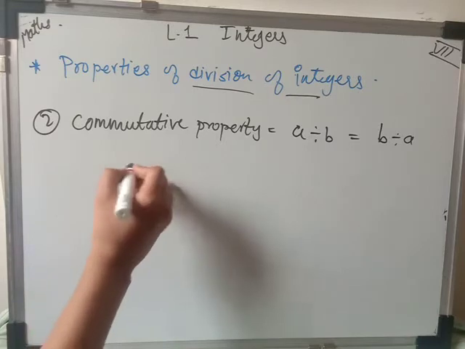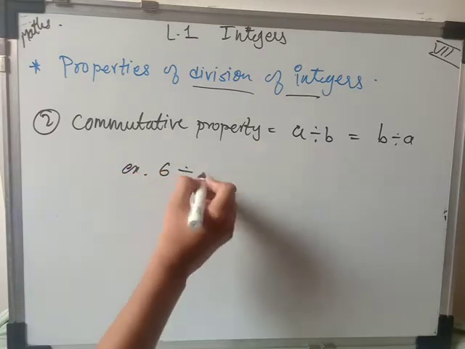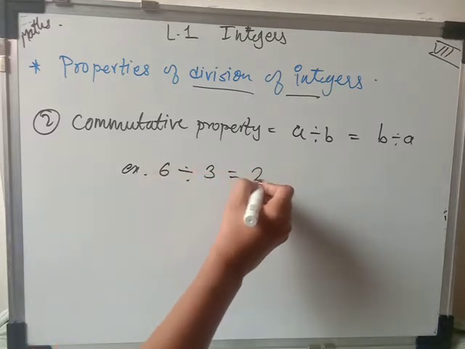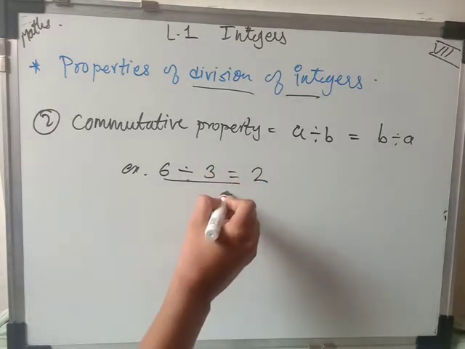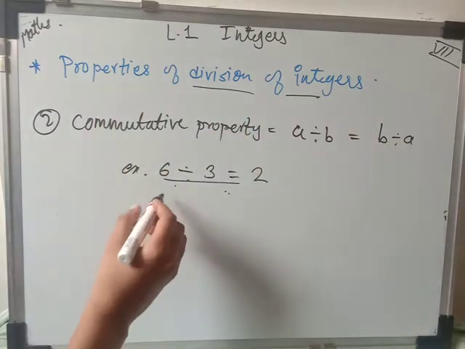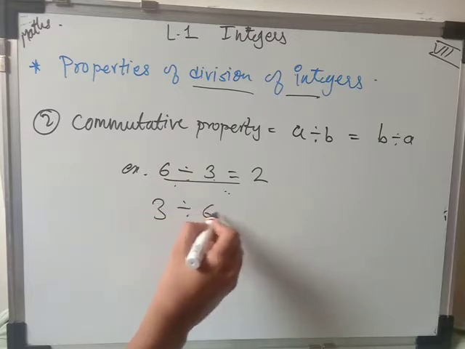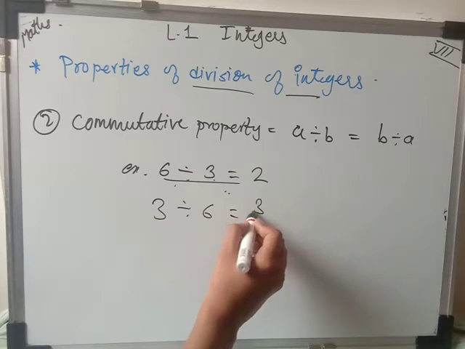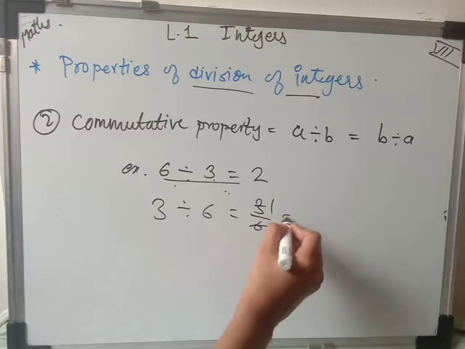For example, if I take 6 in place of a and 3 in place of b, 6 divided by 3: 3 twos are 6, so we got the answer 2. Now let's put the integers in the other order: 3 divided by 6. 3 ones are 3 and 3 twos are 6, so we get 1 by 2.